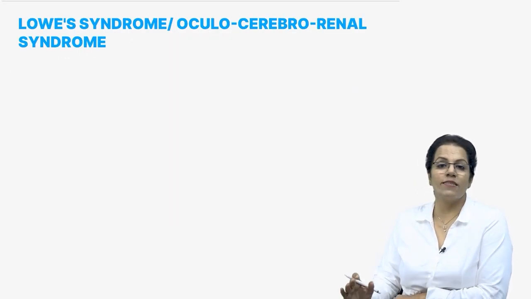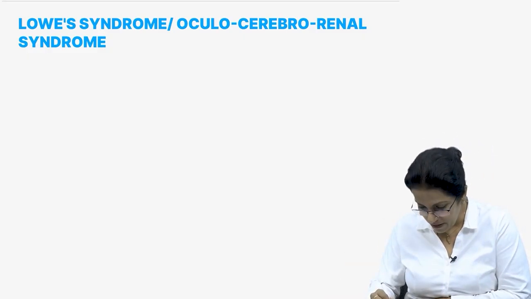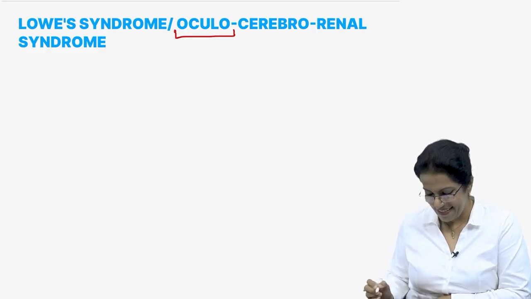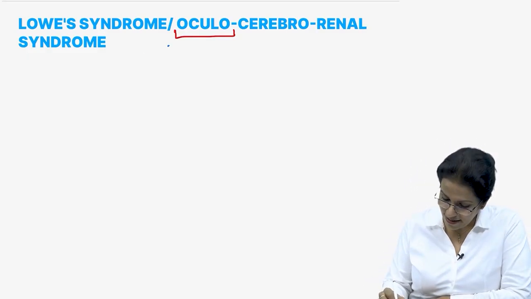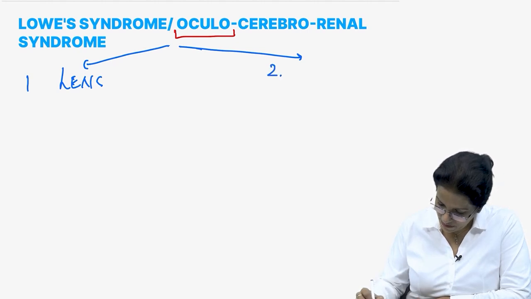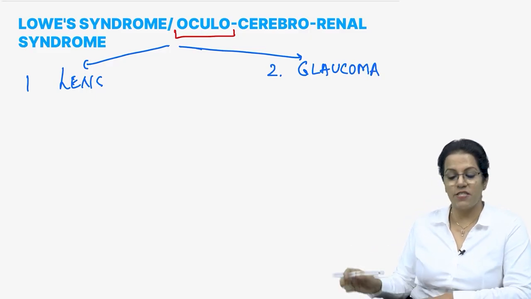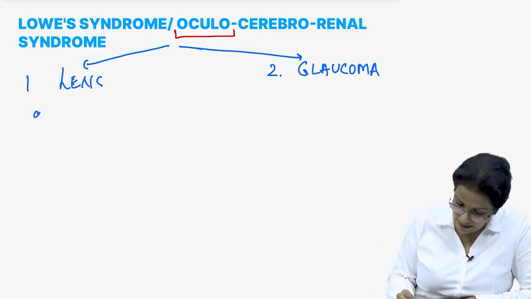Next, metabolic: Lowe syndrome, which is oculocerebrorenal syndrome. We are going to learn the ocular features. What are the ocular features? Let's learn a simple way. There are some features in the lens, and the second thing that you see is glaucoma. Some features in the lens, and second is glaucoma. So what are the features in the lens? Number one is cataract.